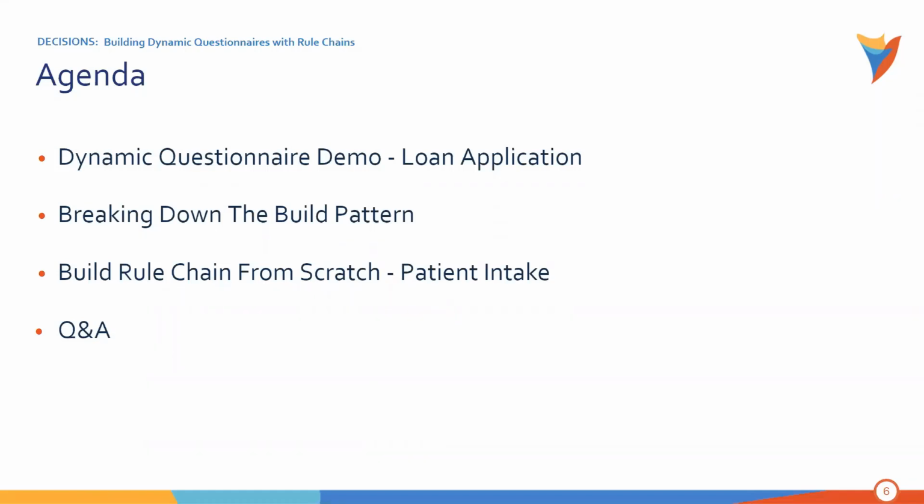Now, after we reverse engineer that existing build pattern and break down those individual areas, I'm going to take that existing built process and make a copy of it, and we're going to build a brand new rule chain from scratch that we're going to use to create a patient intake questionnaire. And then finally, with any remaining time that we have, we'll be covering any questions that you might have.